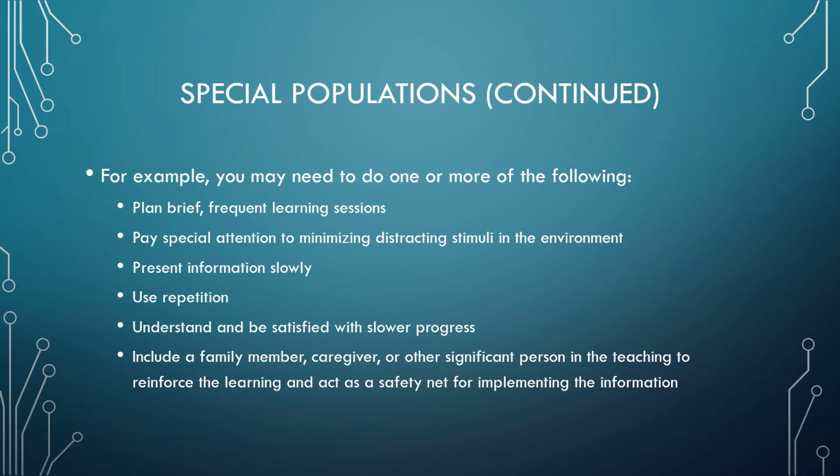Understand and be satisfied with slower progress. Everyone gets to where they are a little slower. You need to recognize that. Include a family member, a caregiver, or other significant person in the teaching to reinforce the learning and act as a safety net for implementing this information.